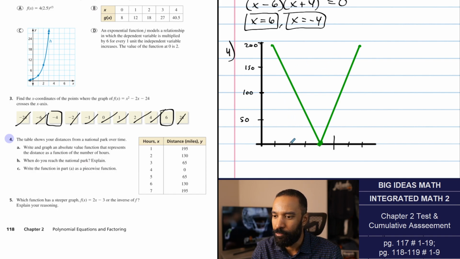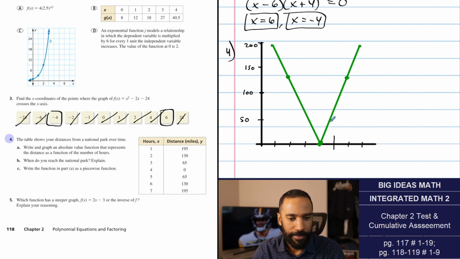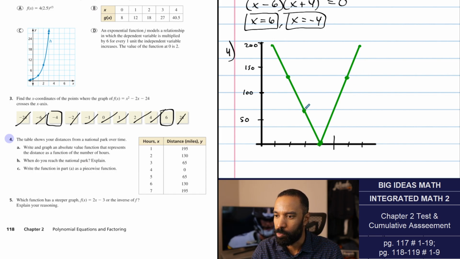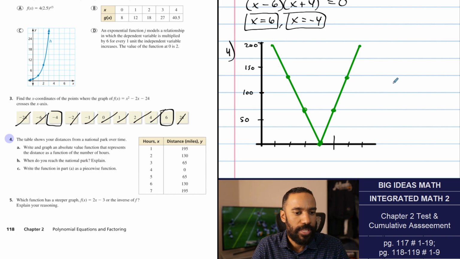Now at 2, they have 130. So that would be somewhere between 100 and 150. That makes sense. And at 6, they also have 130. At 3 and 5, they have 65, which is probably closer to 50, kind of like that. And that works out to me. Okay, so there's the graph.